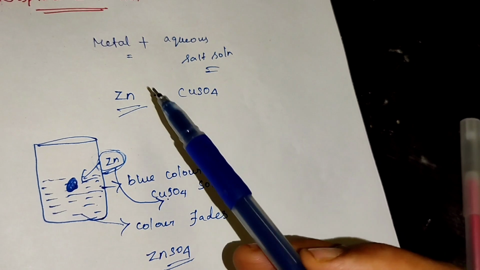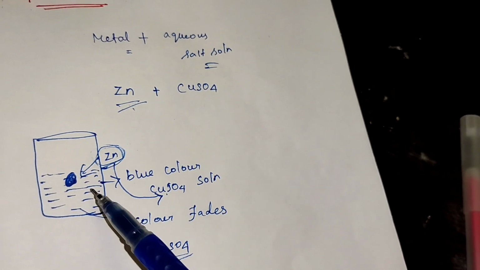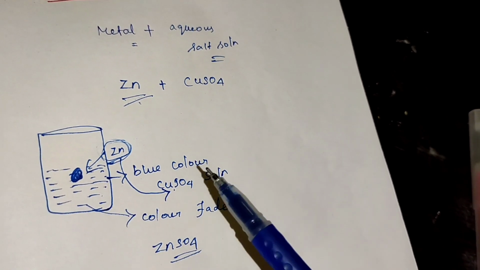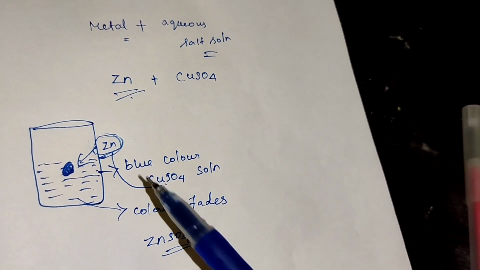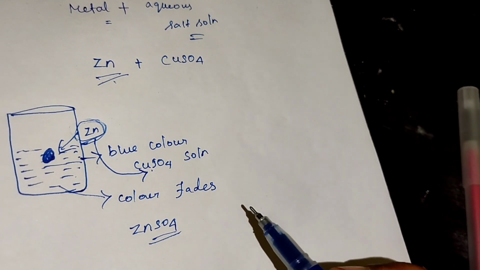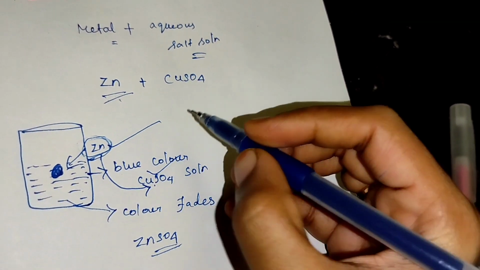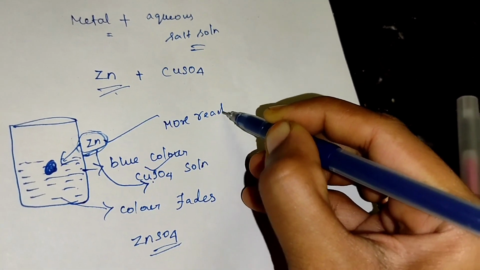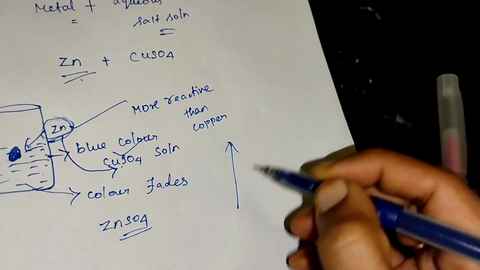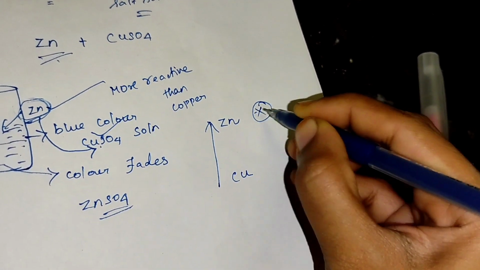Again I will repeat. One metal reacts with an aqueous salt solution. Here I take zinc metal plus copper sulfate solution. In the beaker there is blue copper sulfate solution, and I put in zinc metal. After a few minutes the blue color fades, because zinc displaces the copper and zinc sulfate forms. Which is more reactive, zinc or copper? Of course, zinc is more reactive than copper. Copper is less reactive.